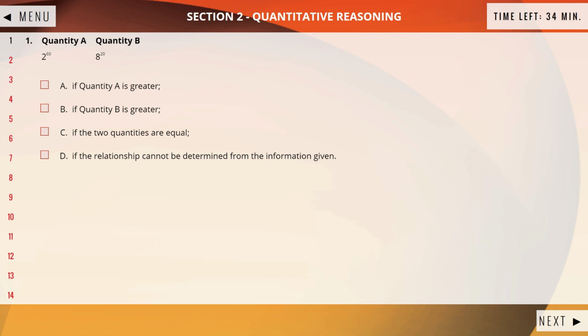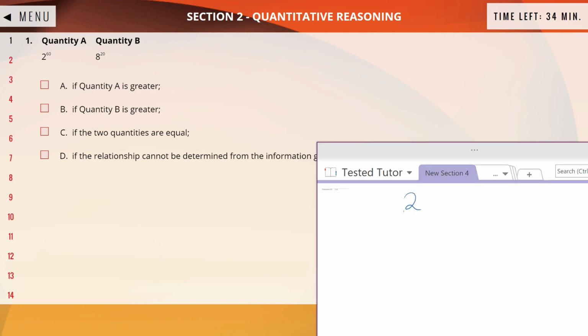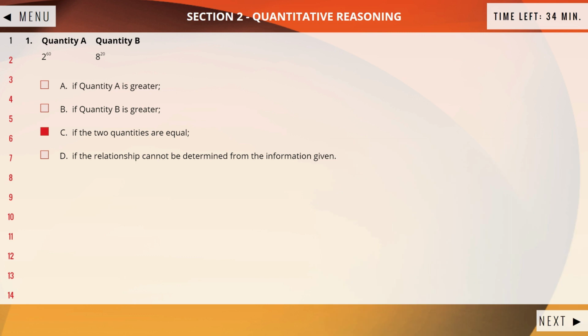35 minutes, of course. Quantity A is 2 to the power of 60, and quantity B is 8 to the power of 20. Well, 8 is 2 cubed, and if 8 is 2 cubed, 8 to the power of 20 is 2 cubed to the power of 20, which equals 2 to the power of 60. So they're the same thing. That's fine.